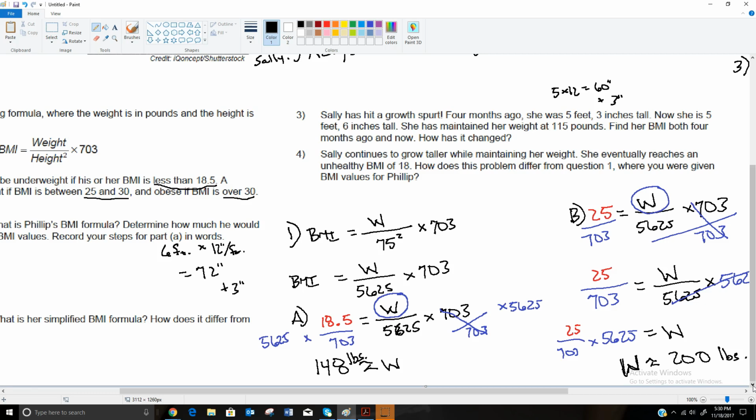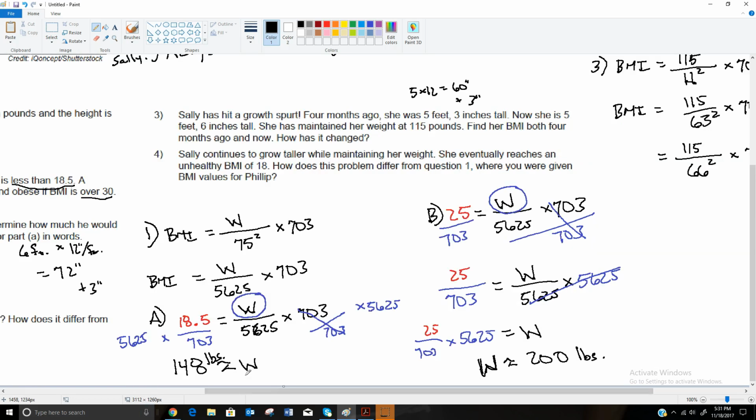But basically what we calculated for Philip is that 148 pounds was as light as he should be to be healthy. If he went under that, under 18.5, he'd be underweight. 200 would have been the point where he was starting to be overweight.